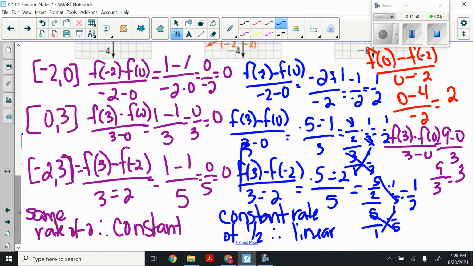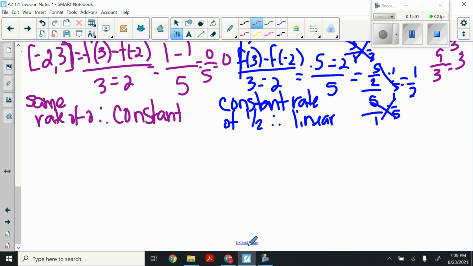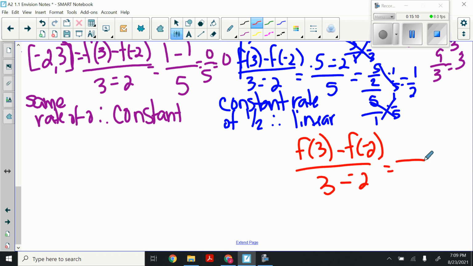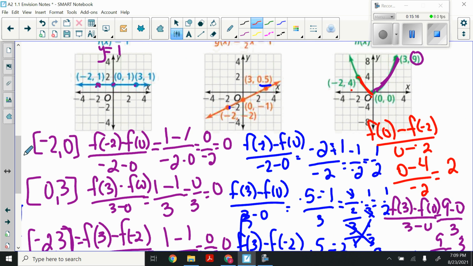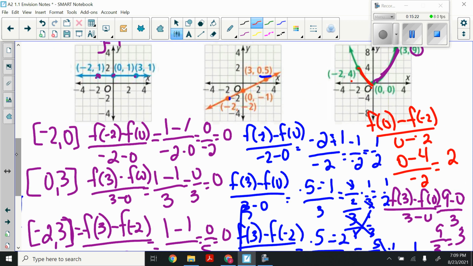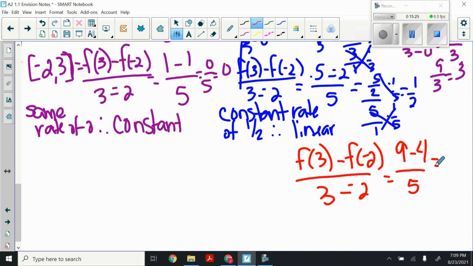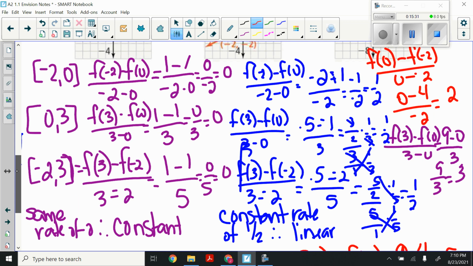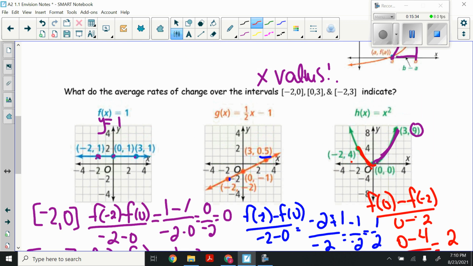So now we're going to look at our last interval from -2 to 3. Let me switch colors here. Let me get a little bit more room. So I'm going to do f of 3 minus f of negative 2 over 3 minus negative 2. I know on the bottom 3 minus negative 2 turns to 5. So I'm going to look at my parabola. When x is 3, my y is still 9. Minus, now when x is negative 2, my y was 4. So on top, 9 minus 4 is 5. 5 divided by 5 is 1. So that tells me that from negative 2 to 3, this part of my parabola has an average rate of change, or an average slope, of a positive 1.